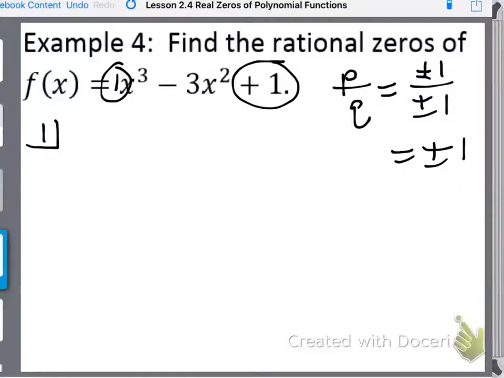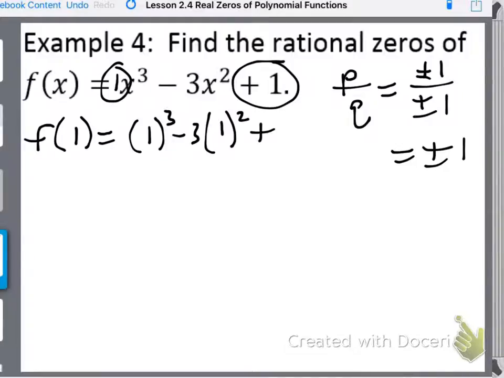So plug in 1. And actually, if you think about this for a second, let me erase this. What are we looking for? We hope that f of 1 equals 0. So we're going to take 1 and plug it in. So 1 to the third minus 3 times 1 squared plus 1. Well, 1 minus 3 plus 1 is, let's see, negative 2 plus 1, negative 1. Now, we wanted this to be 0. It's not.